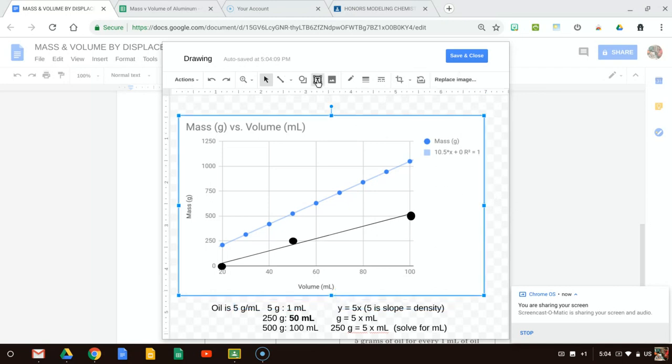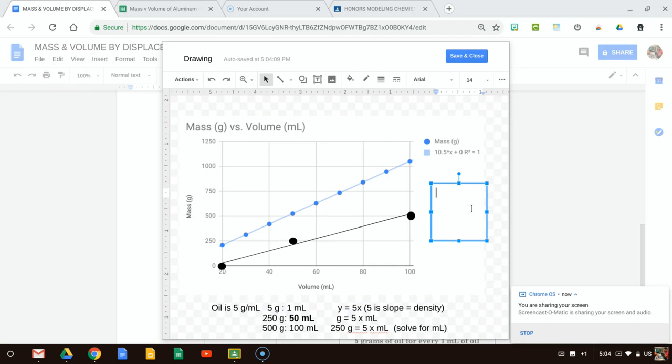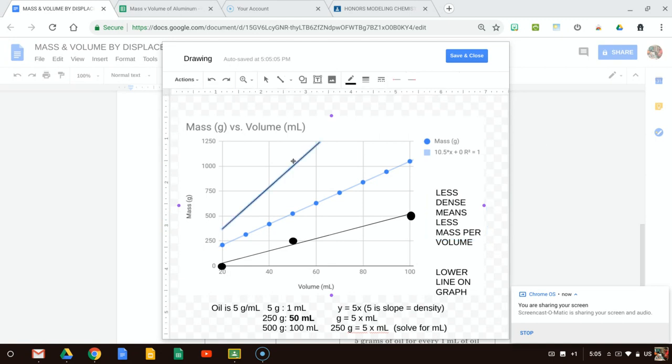And I'm going to make that a little text box right here. Less dense means less mass per volume, and the way we determine that is a lower line on the graph. If I somehow had a random line that was higher up, this would be a line for something that was more dense.